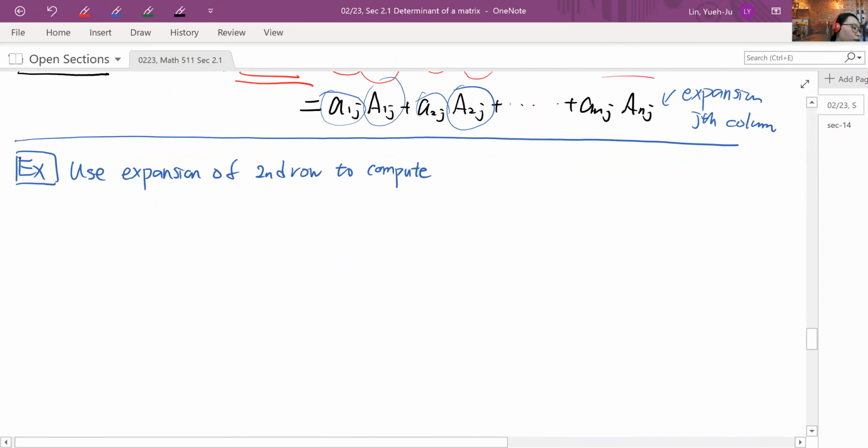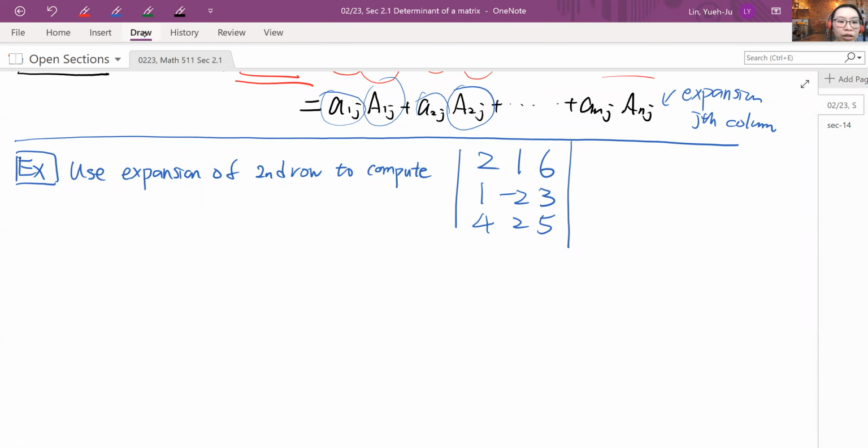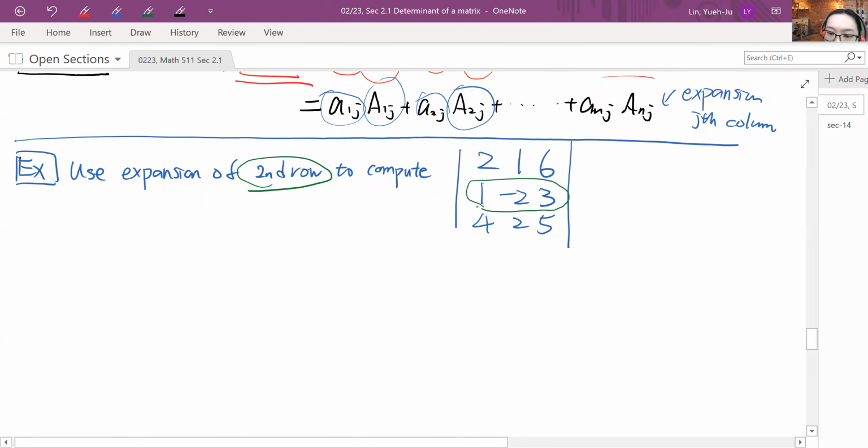So I'm going to compute the same matrix again. Let me copy it down here, 4, 2, 5. This time I'm going to do the expansion along the second row. That means I'm going to take the entries from here. First, let me give you the original formula. If you do this, that will be a21 times the cofactor. I'm just going to directly write down the cofactor.